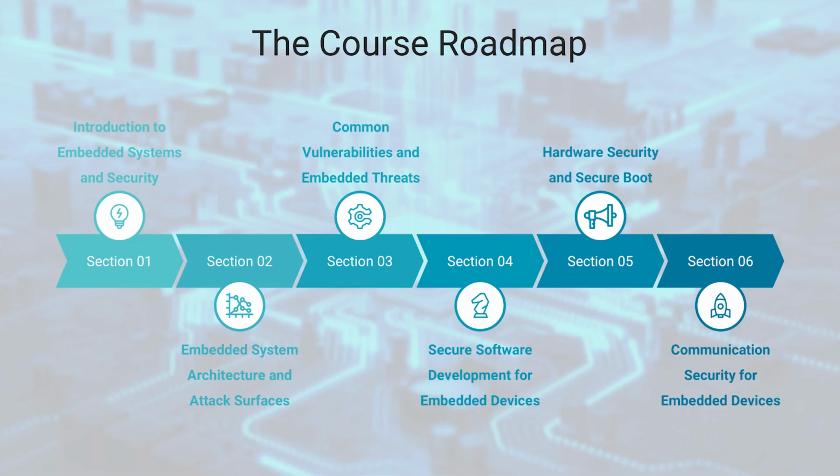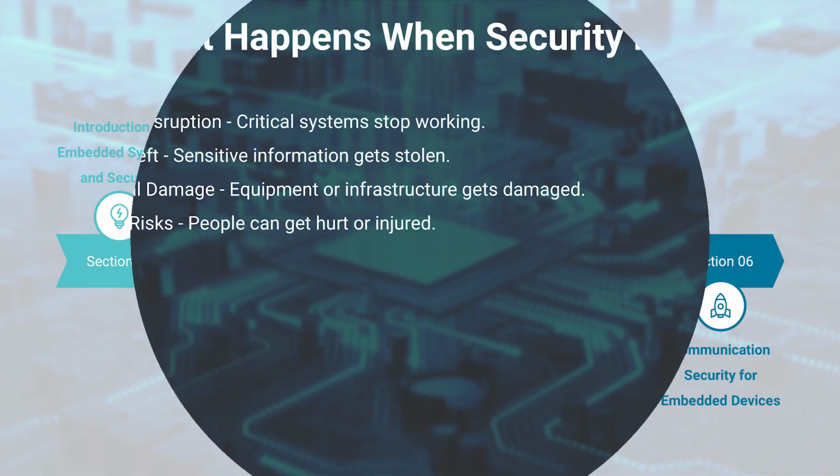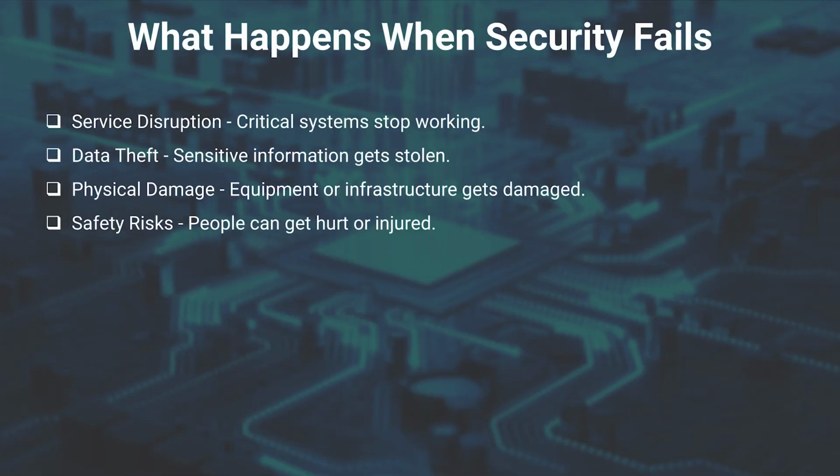This course consists of 12 different sections. In this slide, I will cover the first seven sections. Firstly, we will start with the introduction to embedded systems and security. We will deeply understand what an embedded system is, what its specifications are, and what its limitations are.